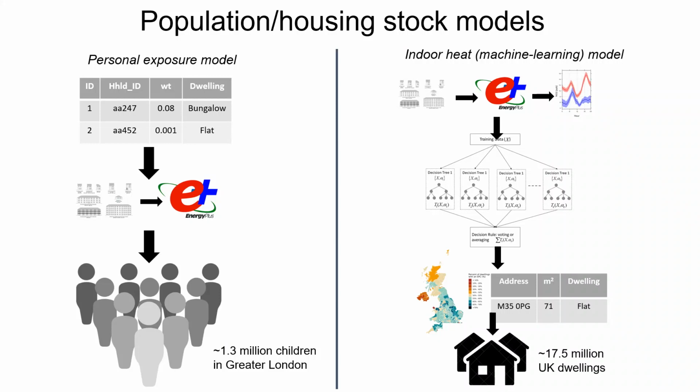The second model overview, on the right, is an indoor heat model. It again uses EnergyPlus, and you take inputs in the same form that you did in the personal exposure model, run them in EnergyPlus, and then train a meta model framework on the inputs and outputs. That's what this diagram across the top is trying to show. And that meta model framework uses a random forest model. So it's a statistical model that's derived from building physics simulations. Then you run a spatially mapped data set, with the same inputs that you trained the model on, and you end up with a sample of around 17.5 million UK dwellings. And I'll go into more detail on these individual models. So, next slide, please.